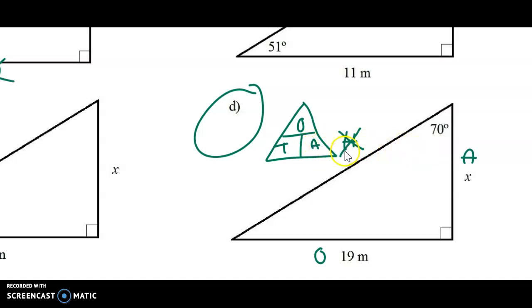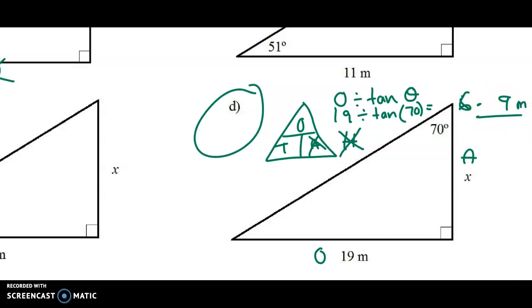We're going to cross out the one that we want to find. So I want to find A. Okay, so I'm left with O divided by tan of the angle. So in the calculator you're going to do 19 divided by tan of 70. I'm going to do it to one decimal place. So 19 divided by tan of 70, close brackets, is 6.9, and that's meters again.